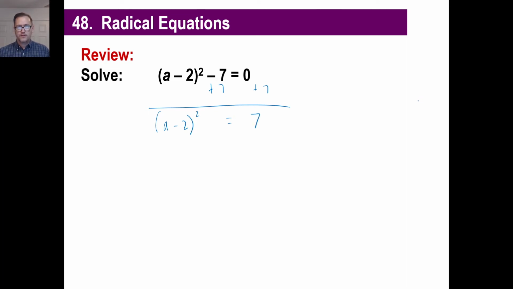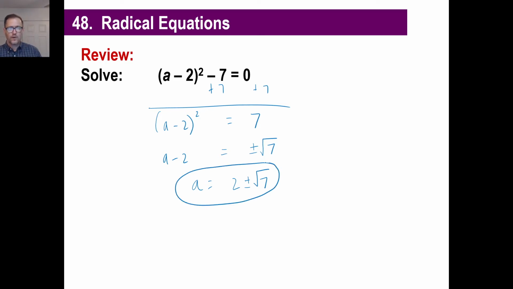Then you take the square root of both sides, which would give you a minus 2 on this side. And if you recall, you need to put plus or minus the square root of 7 over here. Last thing you'll do is move that negative 2 over. So the answer is a is 2 plus the square root of 7, or a is 2 minus the square root of 7. You have two answers there. Just to kind of get a rolling start with us.